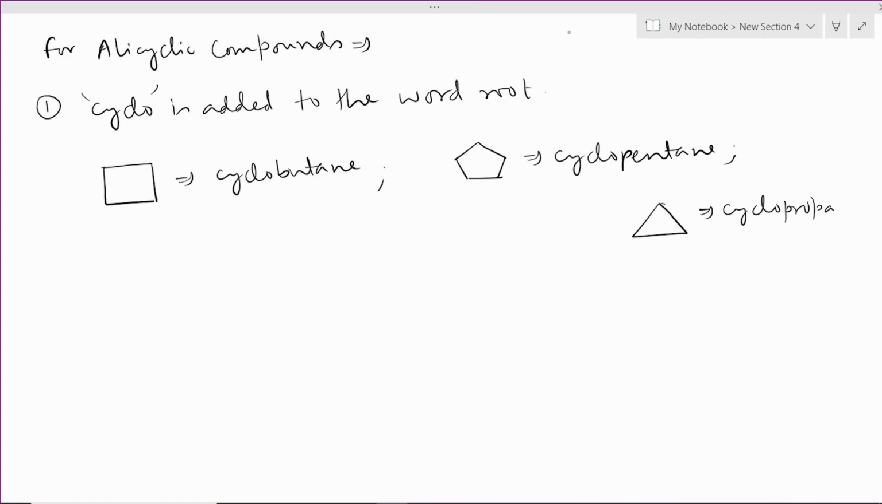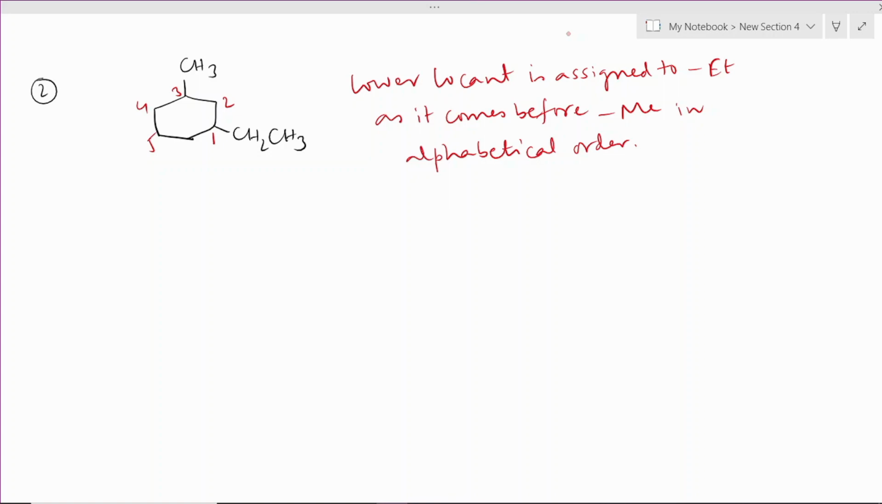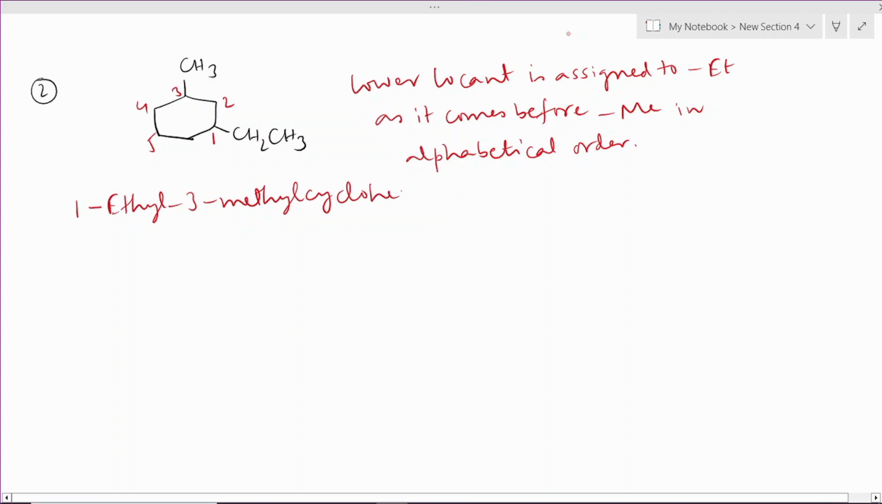cyclopropane and so on. So in that case, numbering will be done in such a way that ethyl should have the lower locant because ethyl comes before methyl in alphabetical order. So numbering will be done from this side 1, 2, 3, 4, 5. So the name will be 1-ethyl 3-methyl cyclohexane.